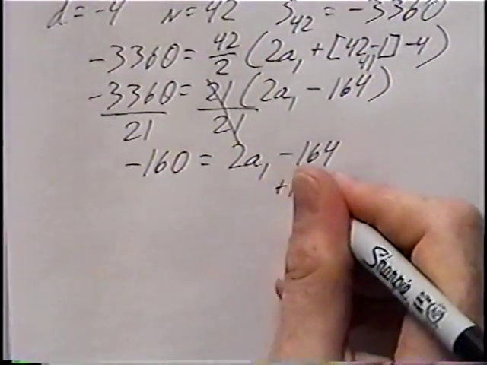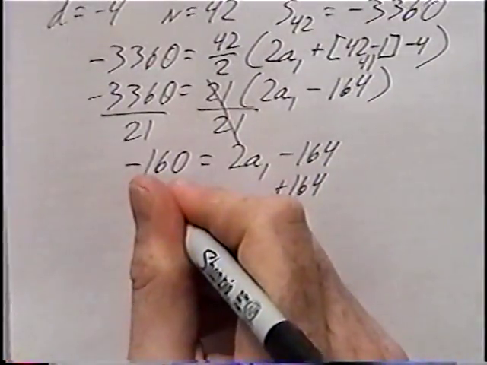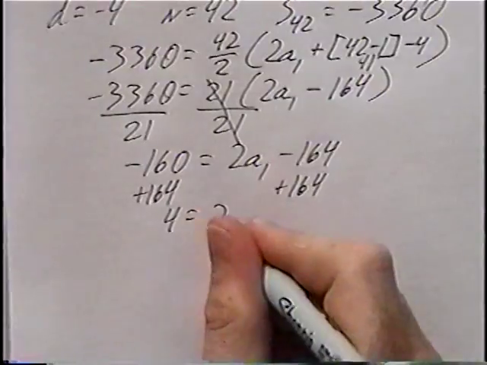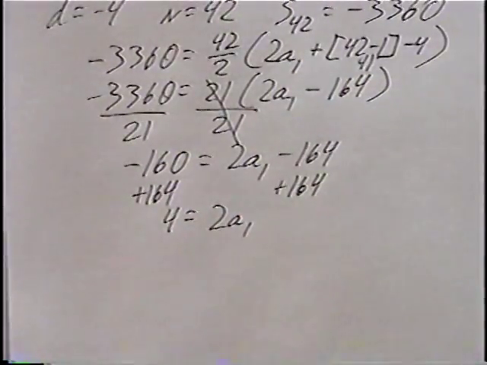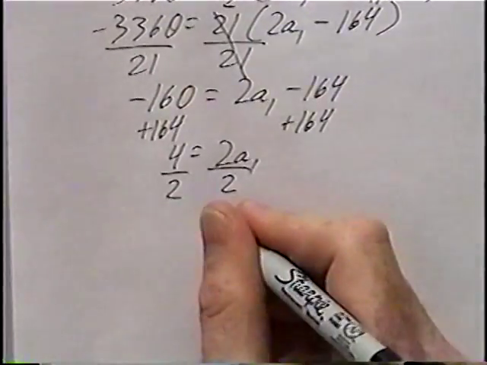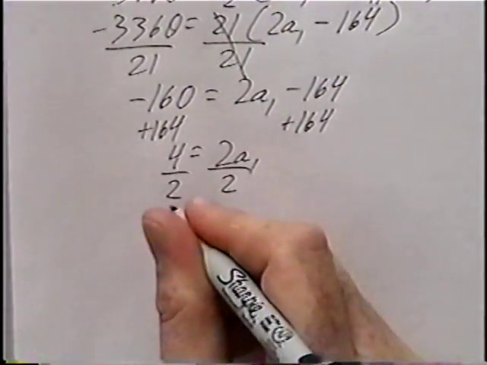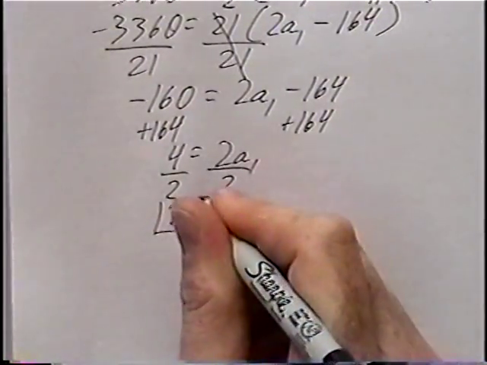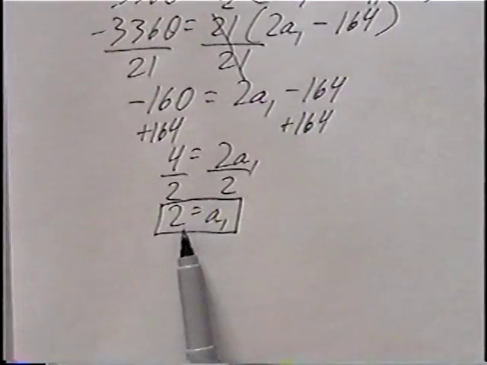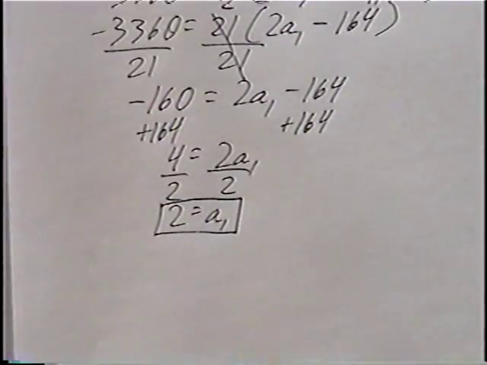Solving, we can add 164 to both sides. So 4 equals 2 times a sub 1, divided by 2, and we'll get the answer a sub 1 is equal to 2. So given the sum, given the difference, and the number of terms, we can find that the first term in the sequence would be 2.